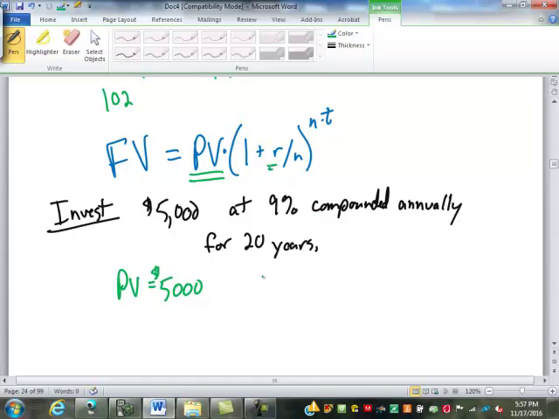What is R? It's 9%, but how am I going to write it? 0.09. What is N? How many times a year does this get compounded? Once. N is 1. T is 20, my number of years.